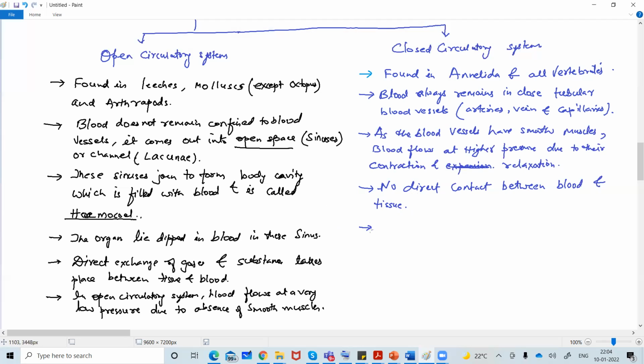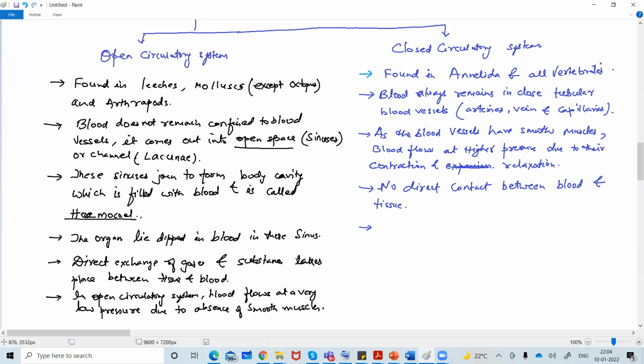Next point. What about the exchange of substances? So exchange of material takes place between the blood and the tissue fluid. Tissue fluid is the liquid present in the gaps of the cells. First, blood vessels, or the arteries or the blood capillaries will release the nutrients in the gap, and that gap contains liquid which is called intercellular fluid, and then from that fluid the nutrients will be taken by the cells. So that's why here I have written no direct contact.